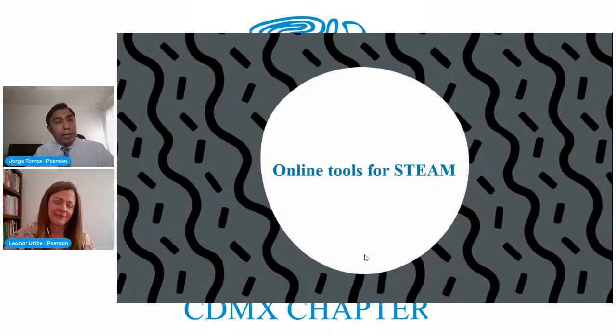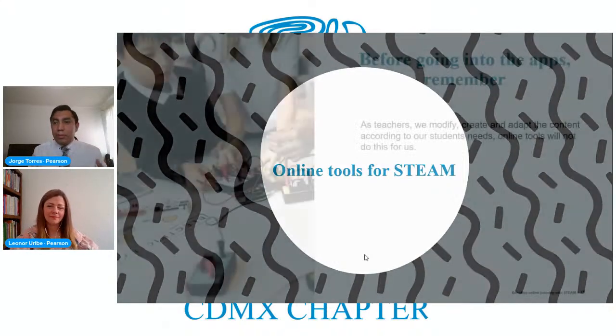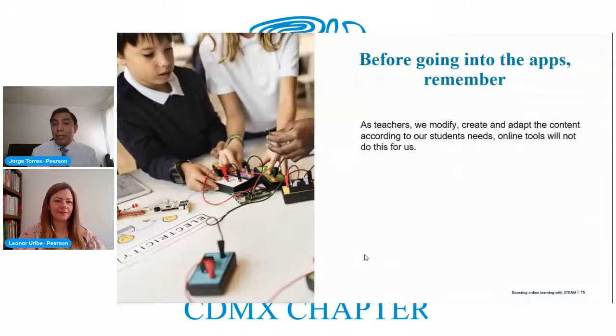Now, before we start, this is going to be quite dynamic. Before we start, I want you to know that no matter how many apps or tools or resources we use, the most important part in the process is the methodology and the approach that we apply. As teachers, we modify, we create, and we adapt the content according to our students' needs. The applications, the resources, the websites that we may use are not going to do everything for us. We have to contextualize these tools into a lesson plan created by us and according to our students' needs.